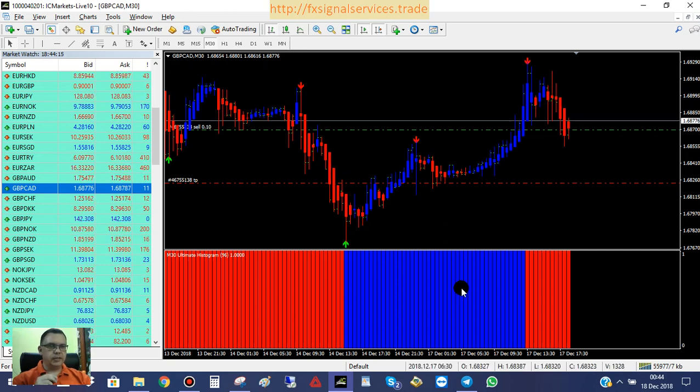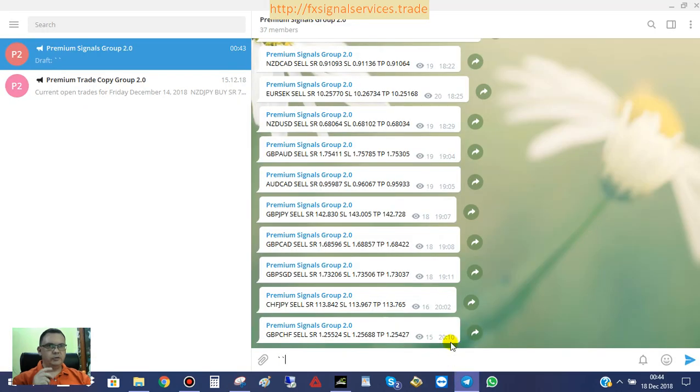So this is how I post my signals. My new format is I'm going to place buy or sell, and then a strike rate, which says SR. I'm going to place a stop loss or SL, and also a take profit or TP. I'm going to use this GBP as an example in this video: a GBP sell, SR strike rate, SL stop loss, and TP for take profit.